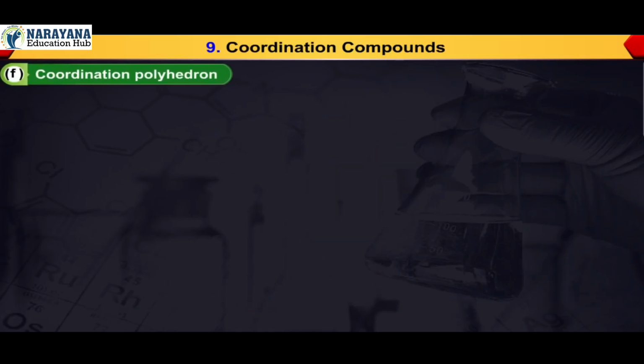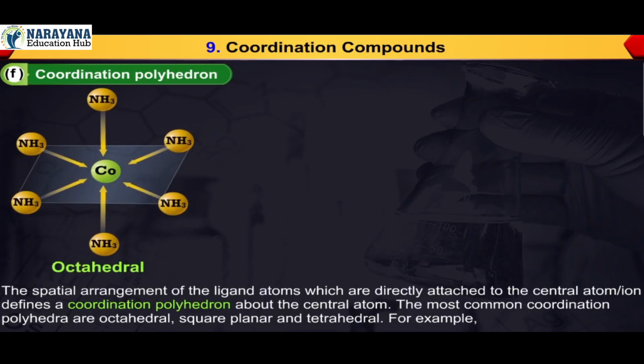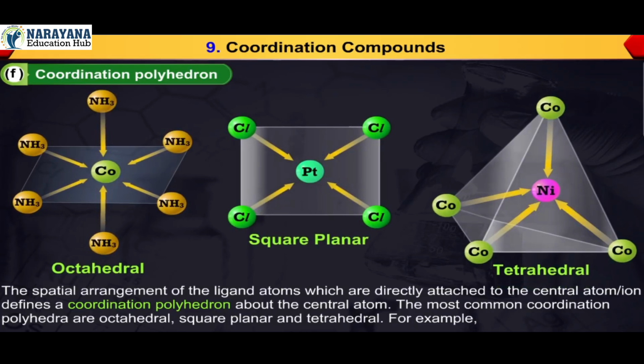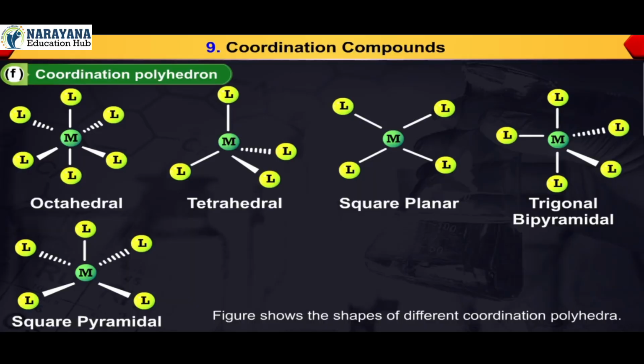F. Coordination polyhedron. The spatial arrangement of the ligand atoms which are directly attached to the central atom or ion defines a coordination polyhedron about the central atom. The most common coordination polyhedra are octahedral, square planar and tetrahedral. For example, [Co(NH3)6]3+ is octahedral, [Ni(CO)4] is tetrahedral, and [PtCl4]2- is square planar. Figure shows the shapes of different coordination polyhedra.